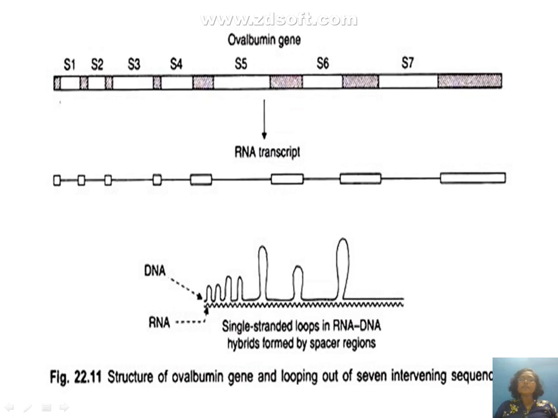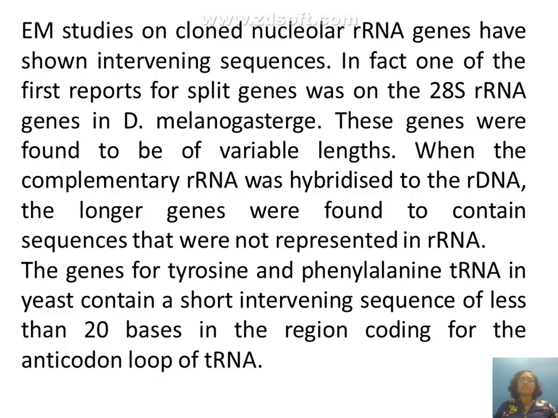Got it clear? So after transcription and formation of a mature messenger RNA, if you compare it with this particular DNA and form an RNA-DNA hybrid, this DNA gets looped out at 7 regions because they carry 7 intervening sequences. So this is the structure of the ovalbumin gene and the looping out of 7 intervening sequences.